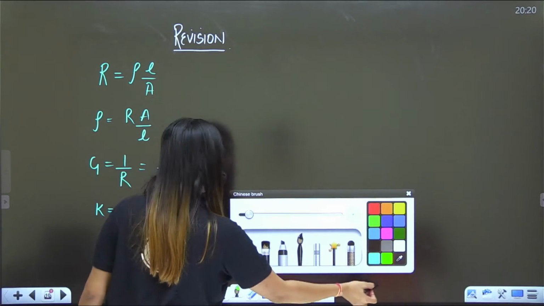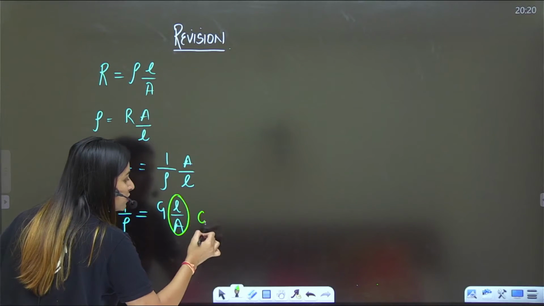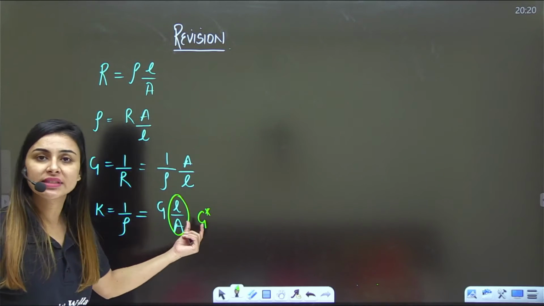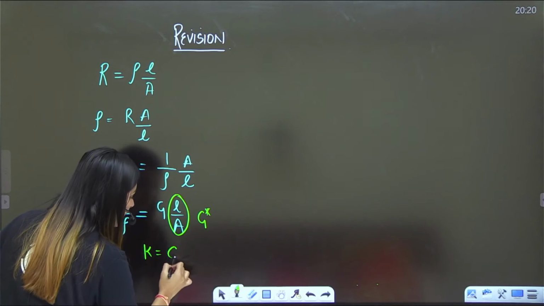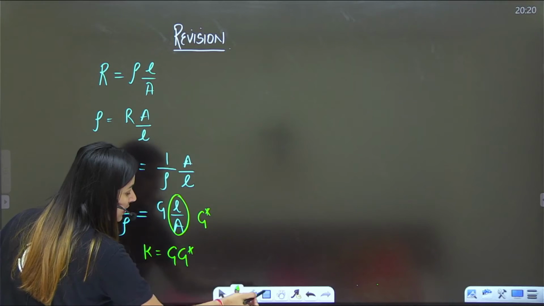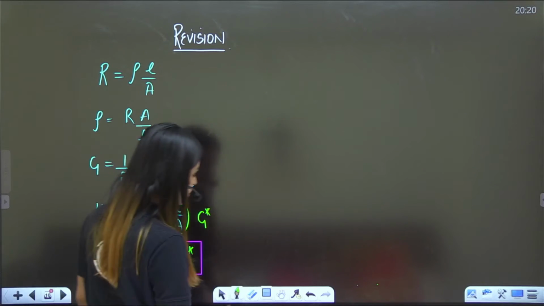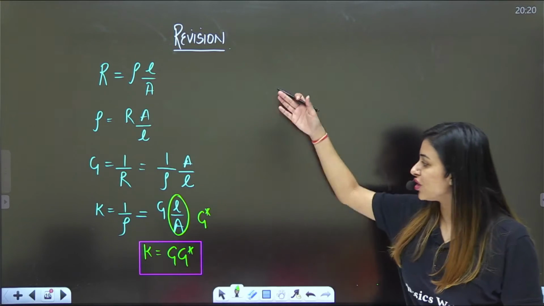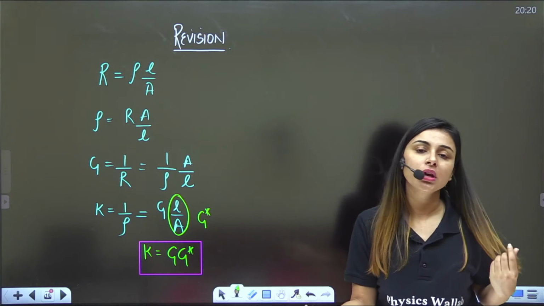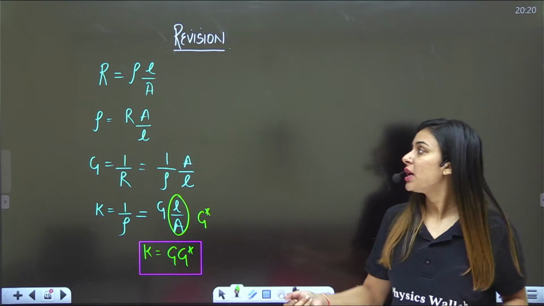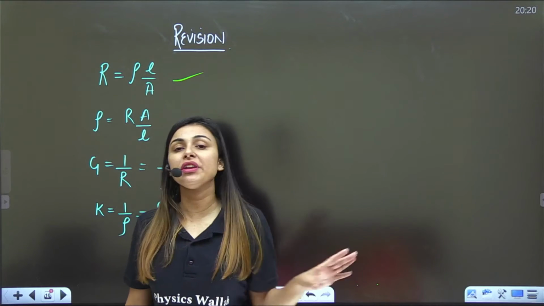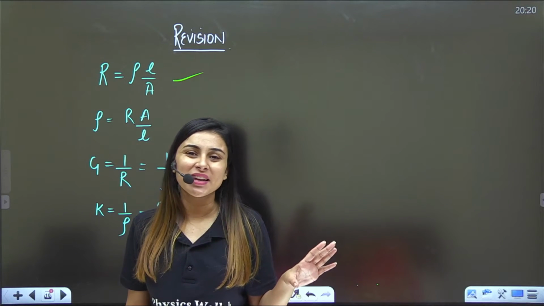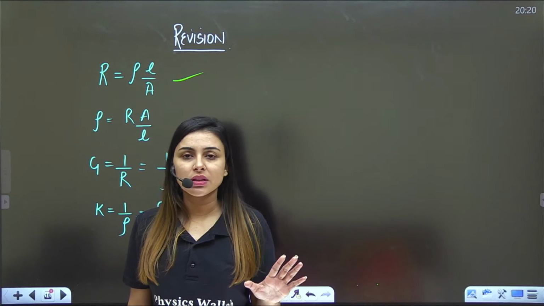Also, you know that L/A is your cell constant. So, K is equal to G into G*, right? You have just derived all the formulas in the matter of 10 or 12 seconds. So only this formula, R = ρL/A, is to be known. Every formula you can derive on your own. Only this was the thing that you needed to understand.